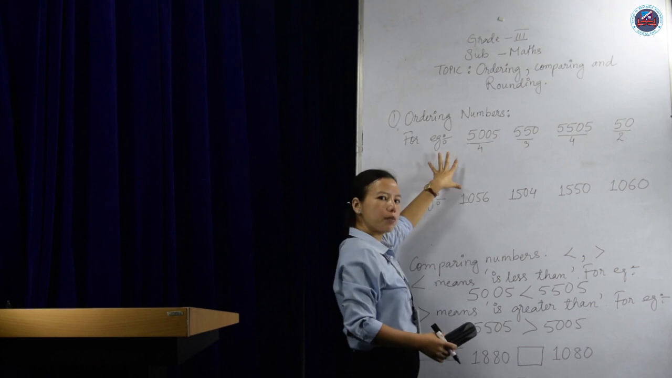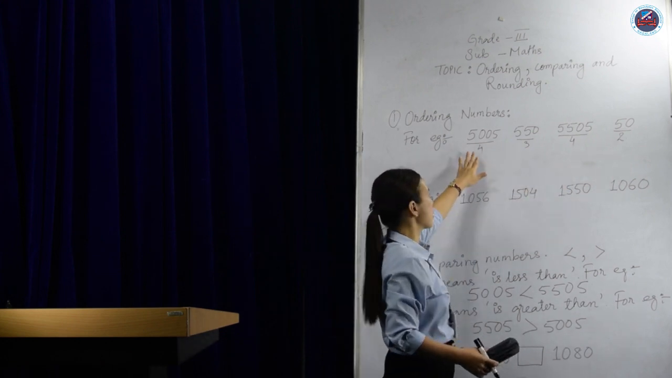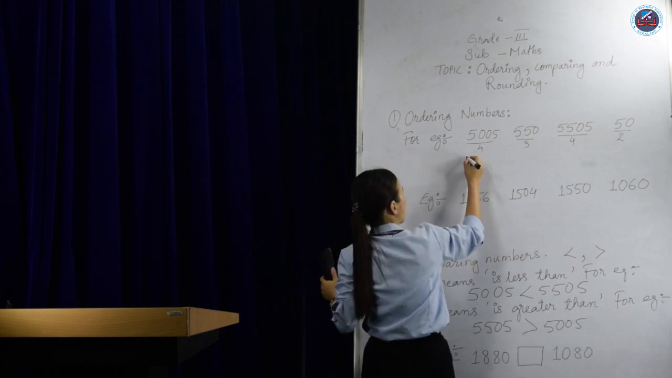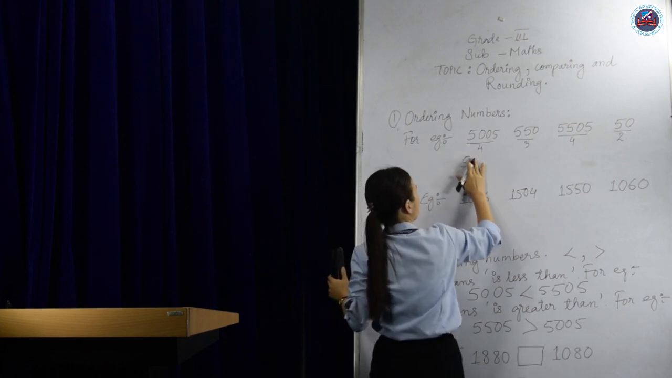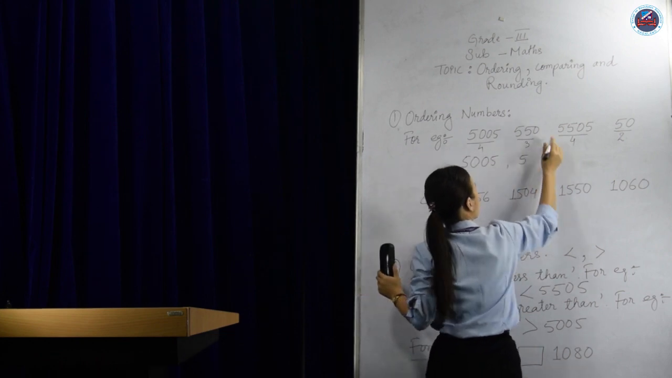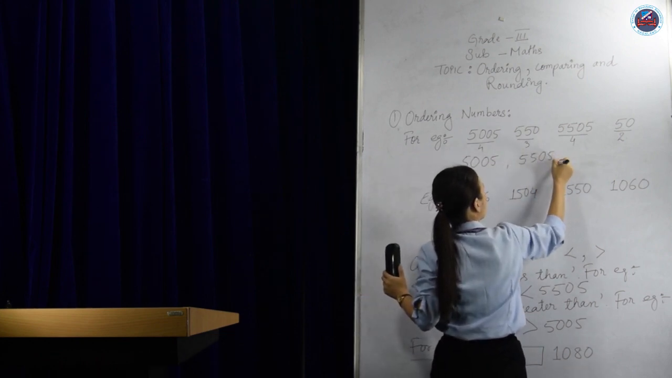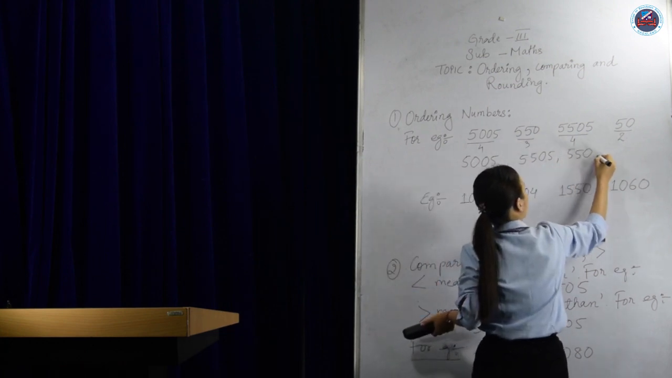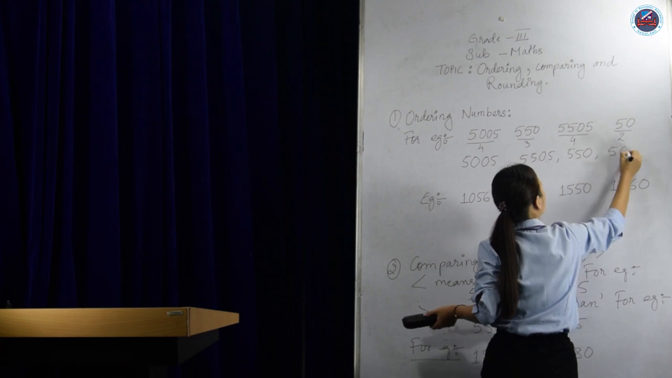Since we're going to arrange from the greatest to the smallest, we'll write the 4-digit numbers first. Let's write these numbers first. That is the 4-digit numbers, and then 5505, and then comes the 3-digit number, and last the 2-digit number.